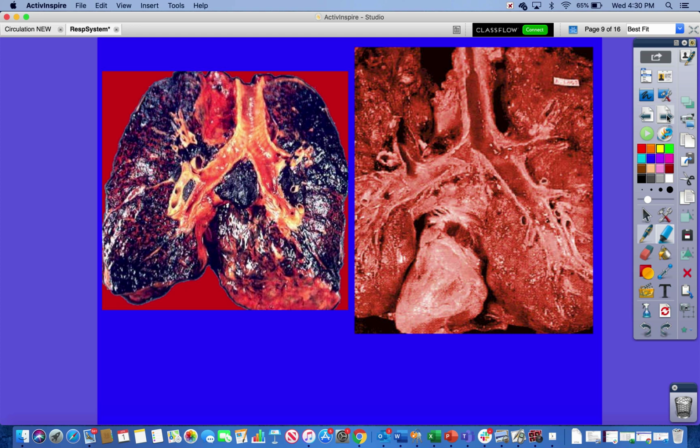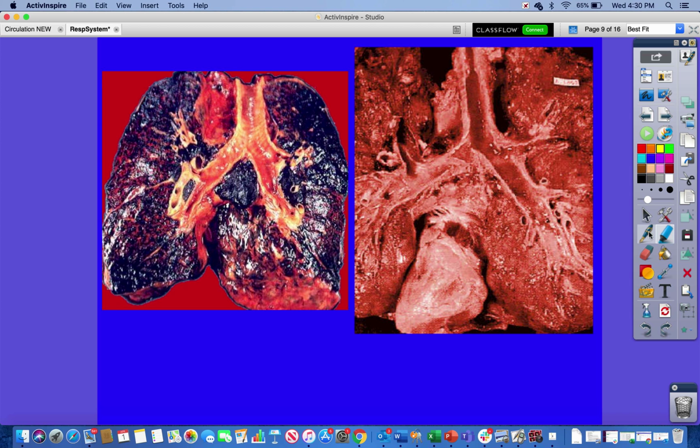Here's a couple pictures that I wanted to show you. Here is a very unhealthy lung. This is probably from someone who's been a regular smoker. There's a lot of tar built up on this person's lungs. This is a healthy lung. You can see a very big difference.